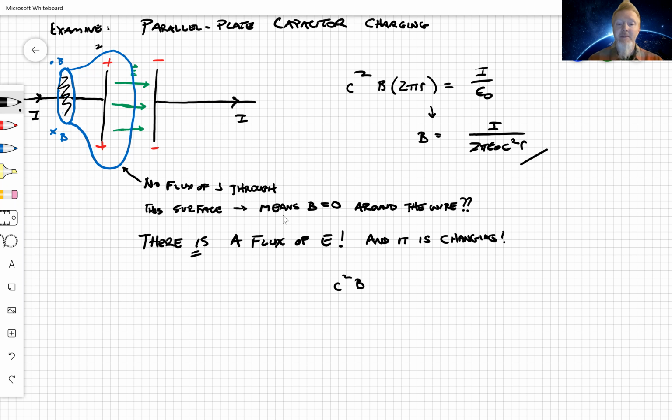My loop is still the same loop, right? In other words, my bubble wand is still the same thing. I still have a loop, but now the bubble goes out and I don't enclose any current because there's nothing going through this loop. Okay. So now my enclosed current is 0, but now I have to look at the changing electric field flux through the area of that thing.